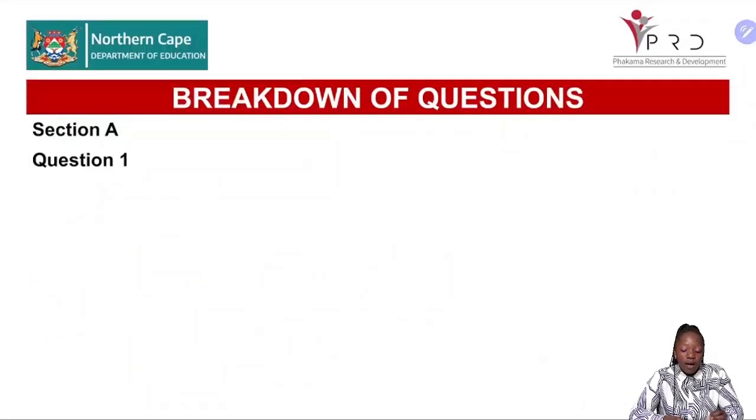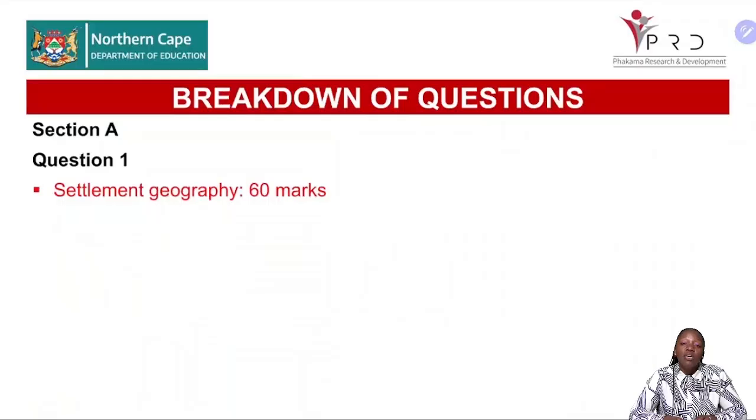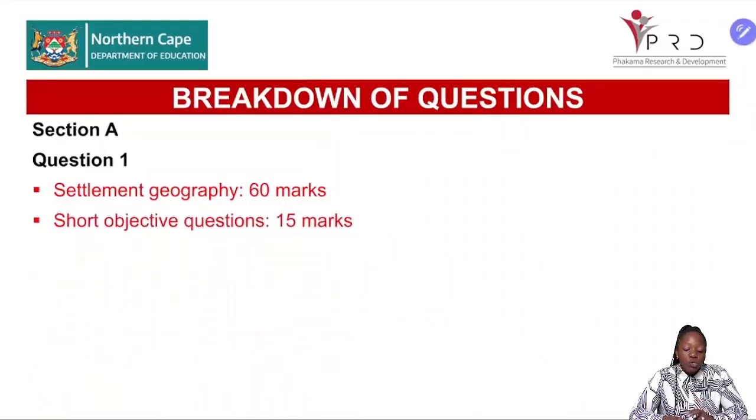To further break down the questions, as we've said, in question 1 you should expect questions based on settlement geography, which is your rural and your urban. You will have the short objective questions, the one-word answers. It may come as a multiple choice where you need to choose from the 4 options. It may come as column A and column B. Or you are given Y or Z to choose from. So it is much easier because you are only given 2 options per question.